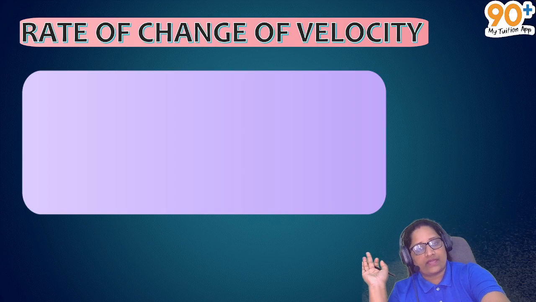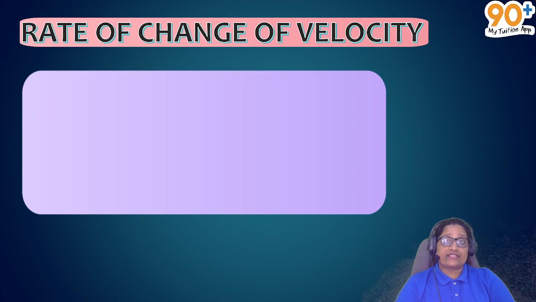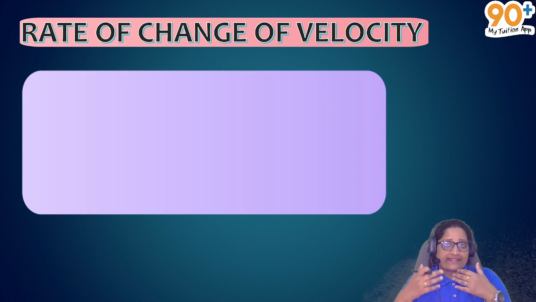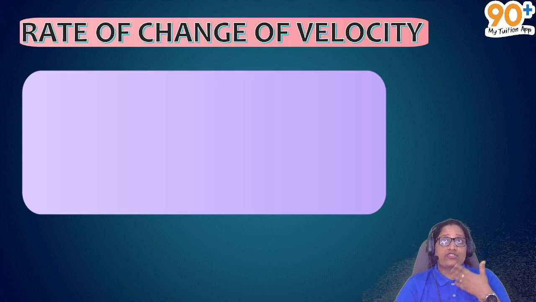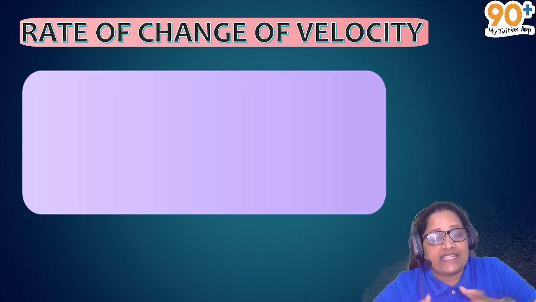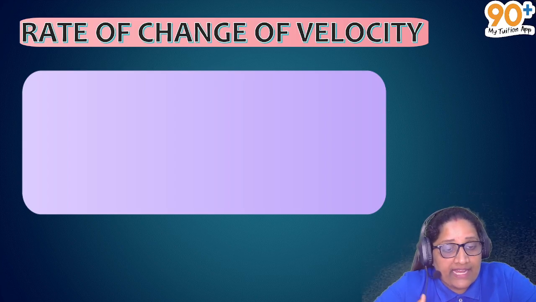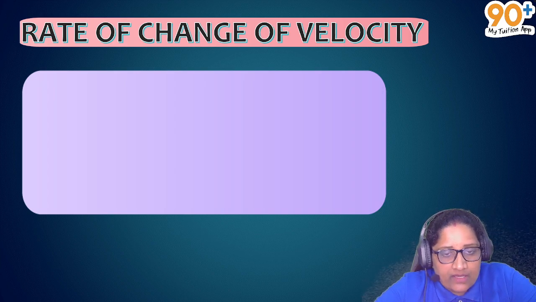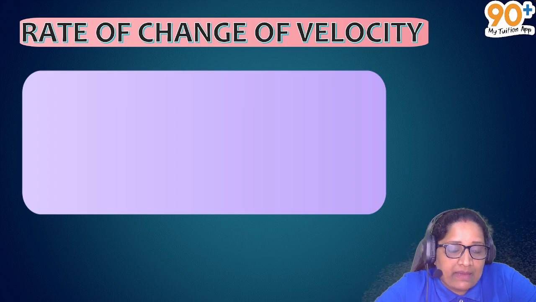So we are moving on to the rate of change of velocity. Rate of change of velocity means at what rate velocity is changing. See, rate of change means how much you are changing your velocity or speed. Suppose you are going to school by cycle and you are pedaling. By pedaling you are changing the speed.